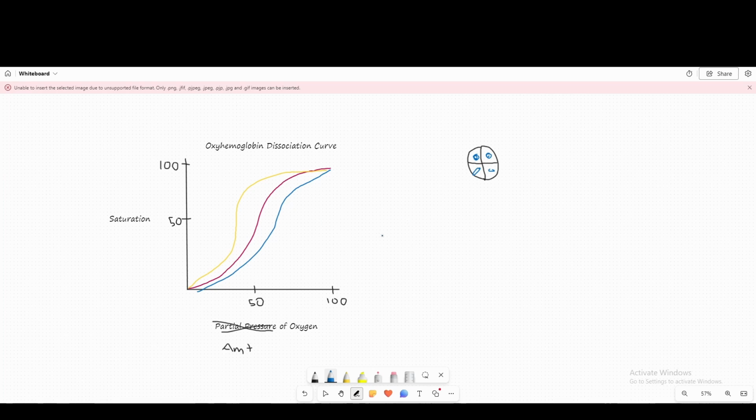So that's the right shift. And then on the other side, we see the left shift, which is an increased affinity for this oxygen, right? So this is going to be a state where you have a higher body pH and a lower body temperature, which means you have a lower CO2, right? And this is going to be harder for the oxygen to be released from the hemoglobin.